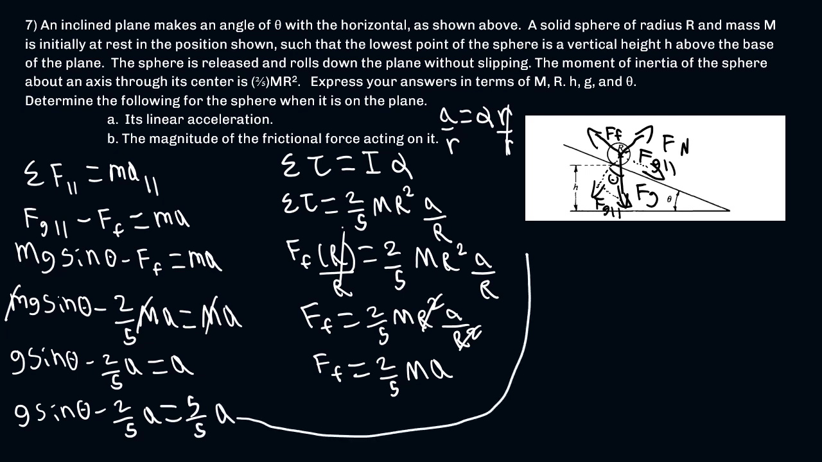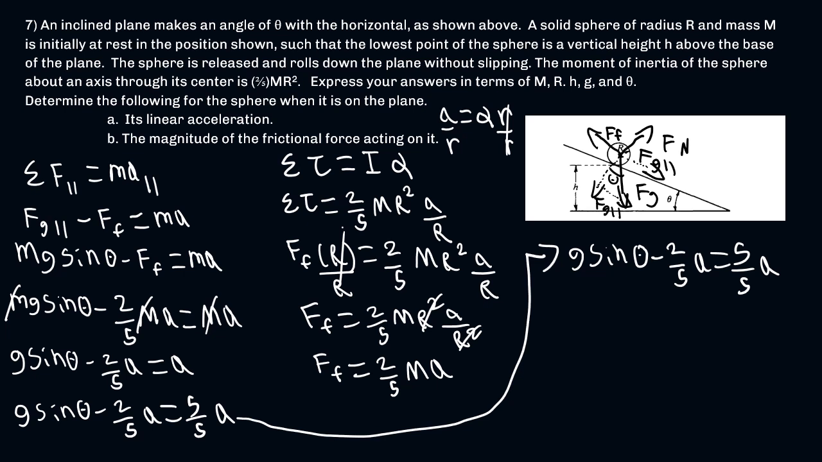Let's move this all over here right now. The reason why I changed this to 5 over 5, it's easier to work with now when I'm working with fractions, because I'm going to have to add up these a's in a second, and I essentially had 1 times a, so 5 over 5 is still 1. So I have g sine theta here.